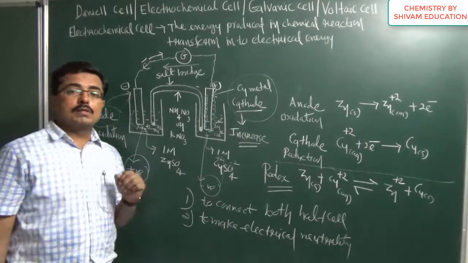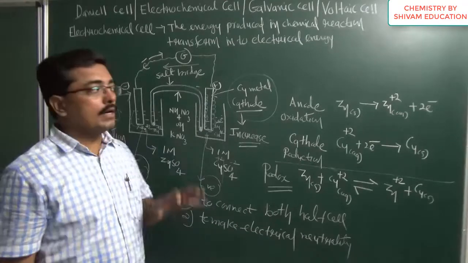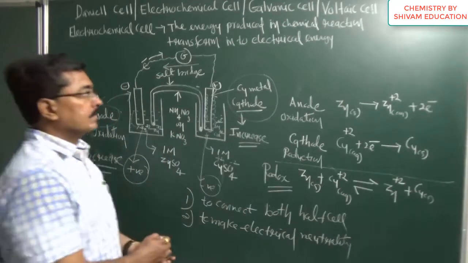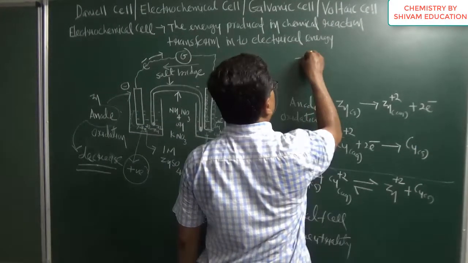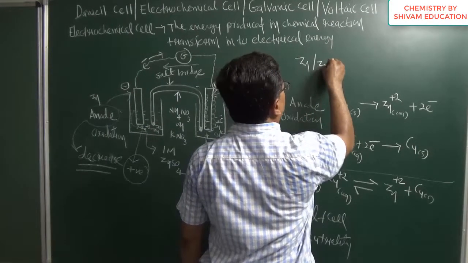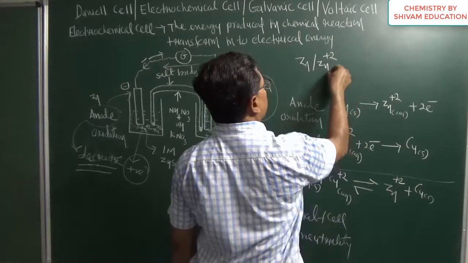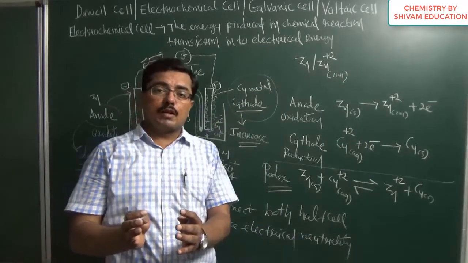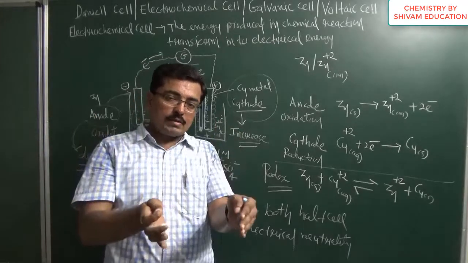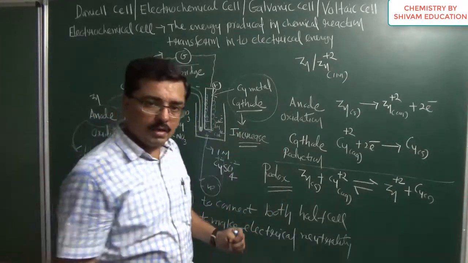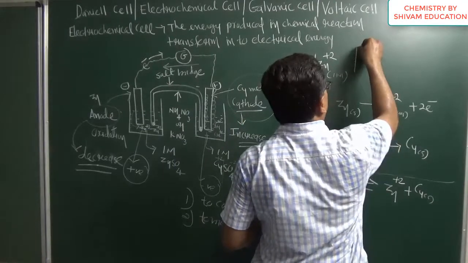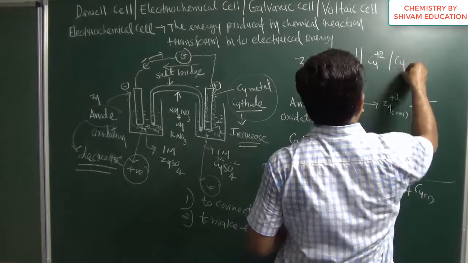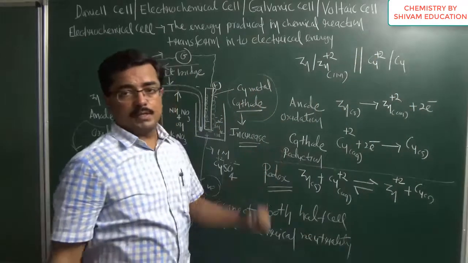According to convention, it is decided that the anode is given on the left hand side. So first we write the zinc metal and the symbol of its ion Zn+2, with its concentration 1 molar. If a salt bridge is used to connect both half cells, then we give a double slash, or if not used, then we use a single slash. So here a double slash, because here a salt bridge is used.